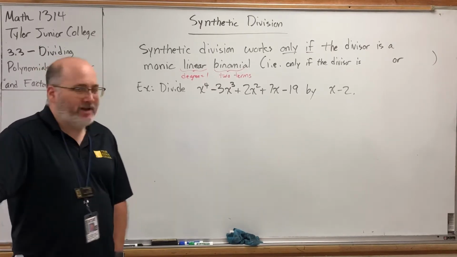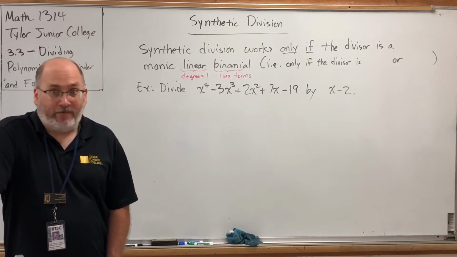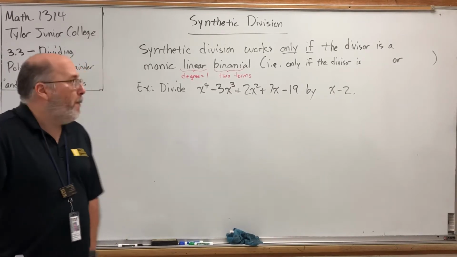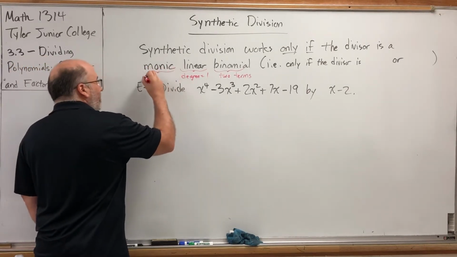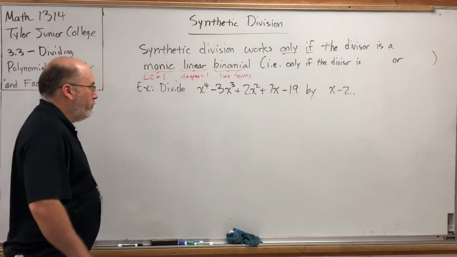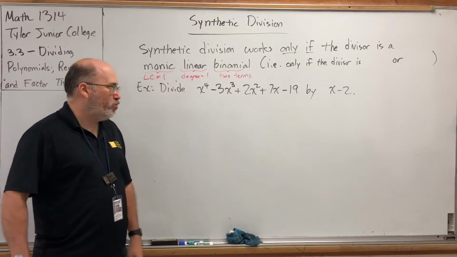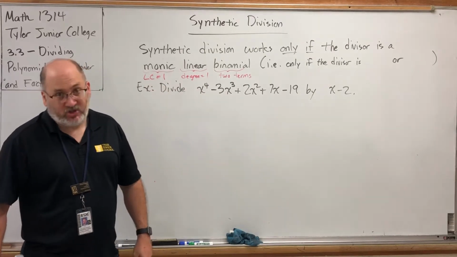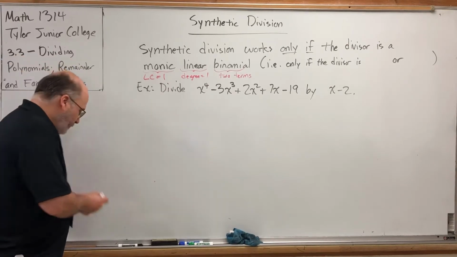The root of monic is mono, meaning 1. Monic, in reference to polynomials, means the leading coefficient is 1. So there are two terms, the highest power is x and the leading coefficient is 1. In other words, it has to start with just x. I know that's a fancy way of saying it has to start with x.